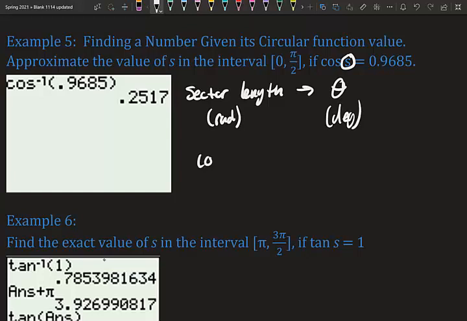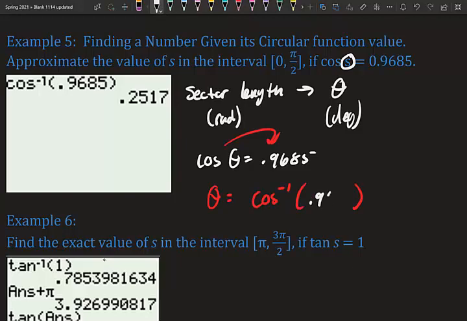So if I said we have cosine theta equals 0.9685, wouldn't you do the whole little inverse thing? We would do theta equals cosine inverse, and then we would put our 0.9685. So that's what we're going to do with our calculator. We do inverse of cosine, in radian mode. Why radian mode? Because this doesn't say degree, so we're working in radian mode.